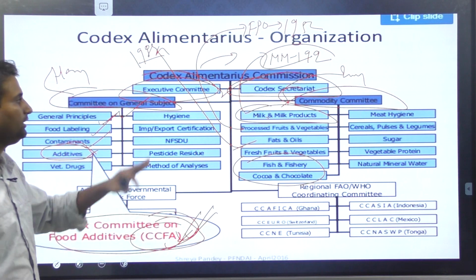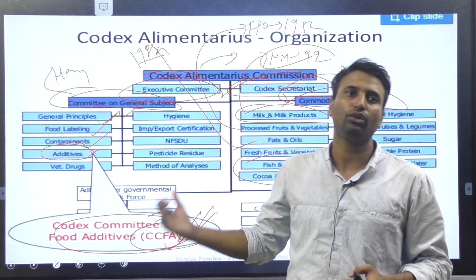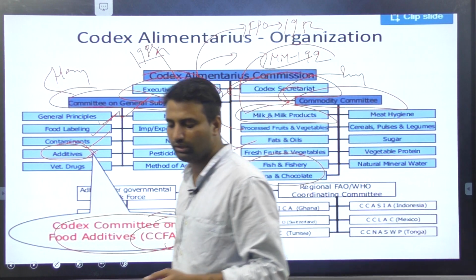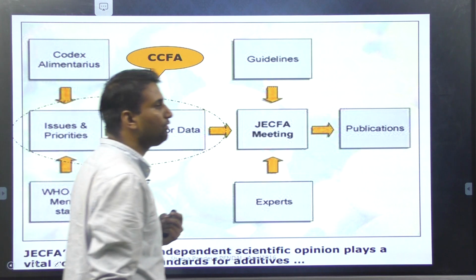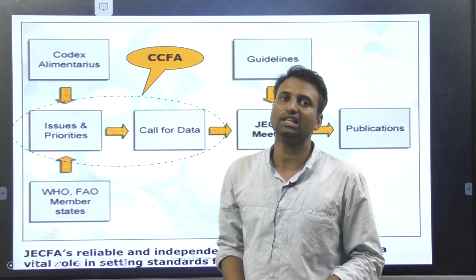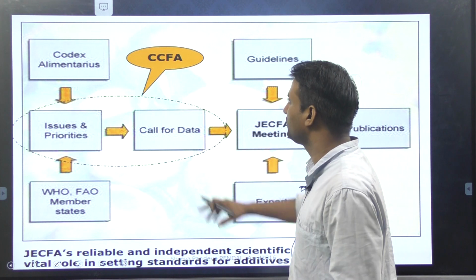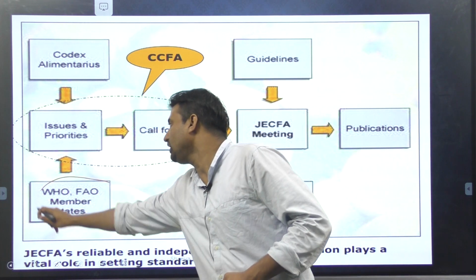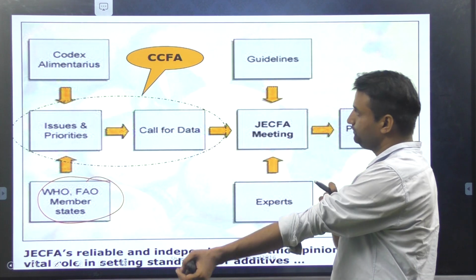So they are going to be in the commodity or vertical committees, but we are not going to discuss that, because that is not part of our topic for the time being. Let's try to understand and focus on the CCFA. So how is the Codex Committee on Food Additives going to coordinate with the Codex Alimentarius and with the FAO WHO member states? Let's try to figure it out.